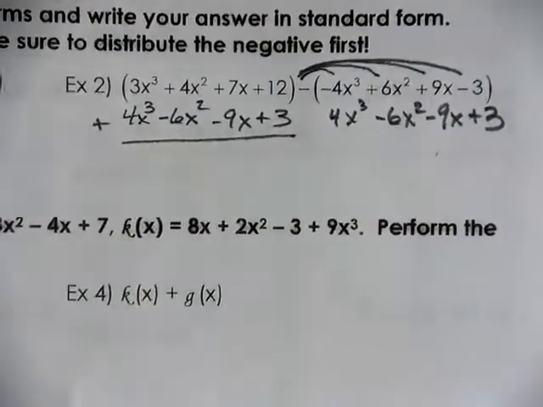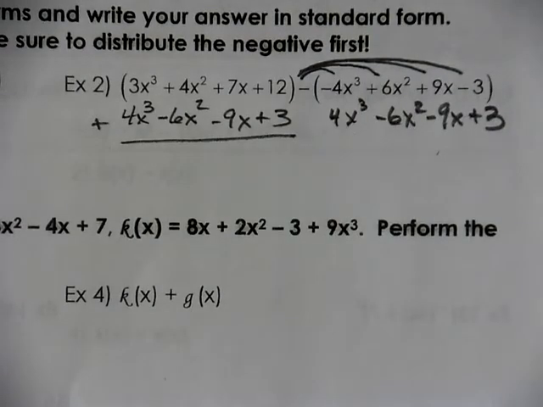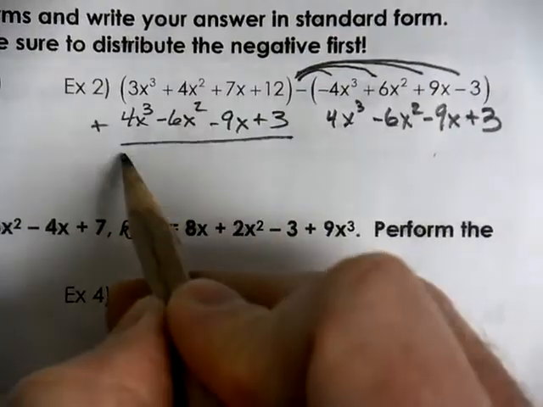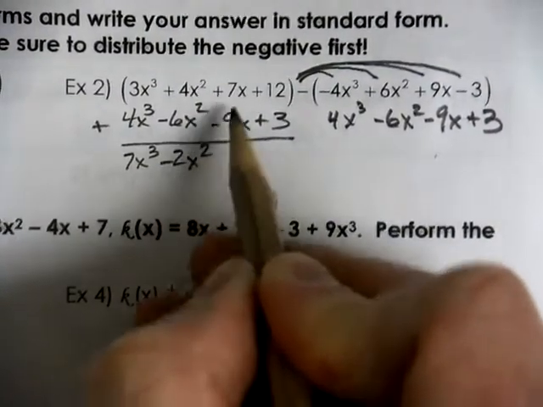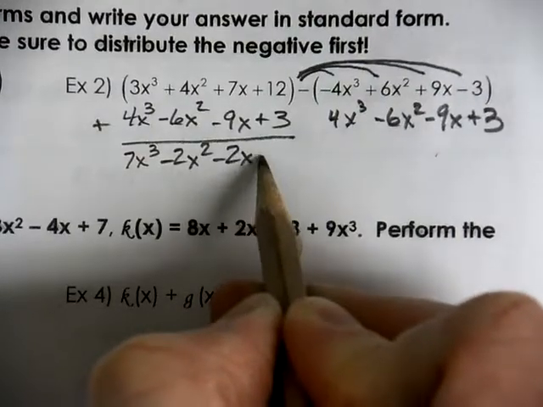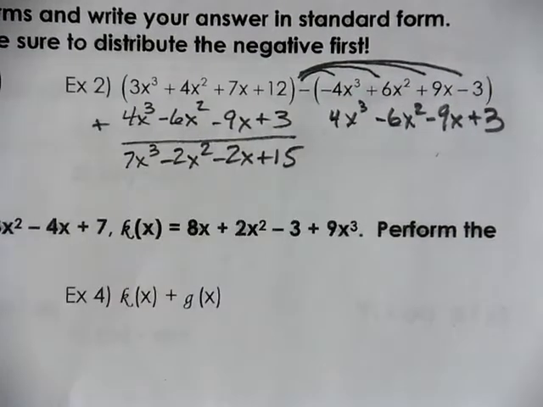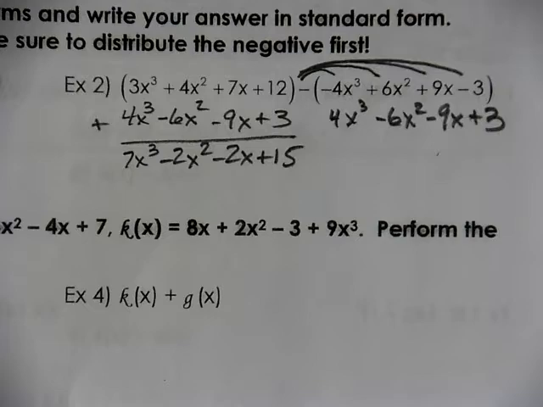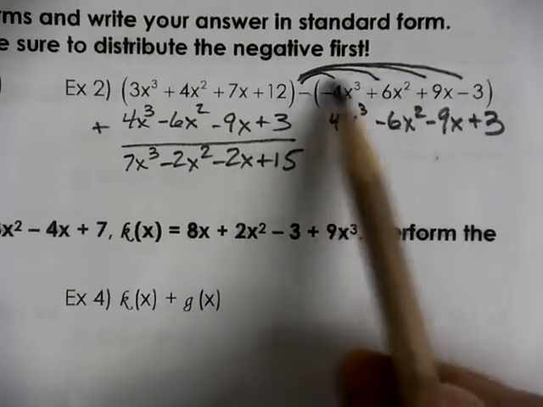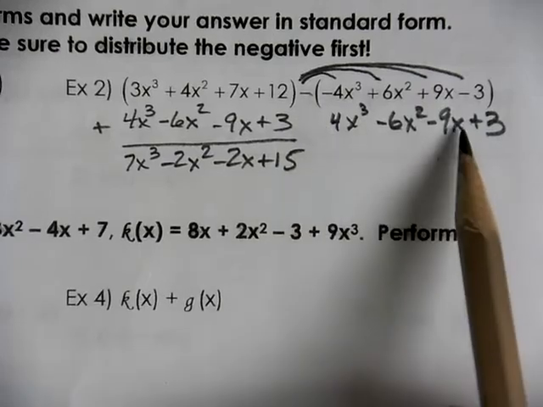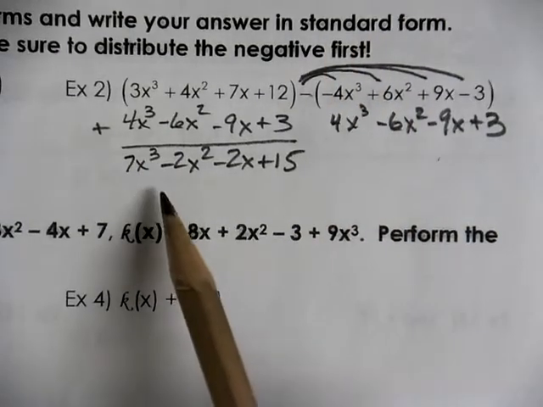So I'm just collecting my like terms. I'm putting them in a row because it's a little bit easier to add that way. That would be 7x cubed minus 2x squared minus 2x plus 15. So we've collected our like terms. First we distributed, so we had the correct sign, and then we collected our like terms.